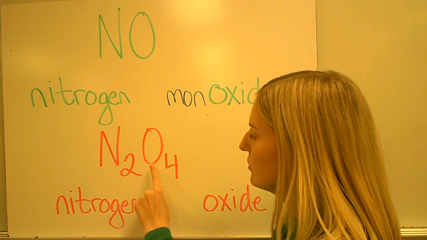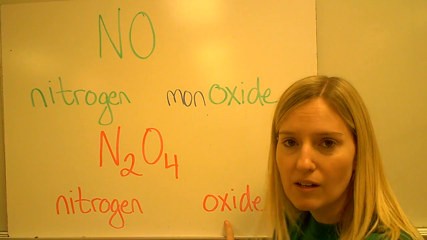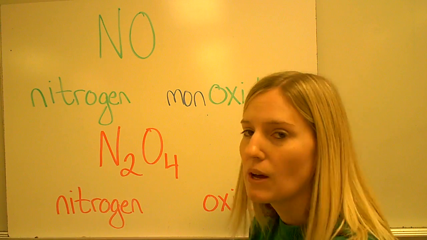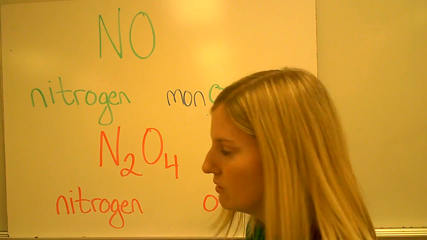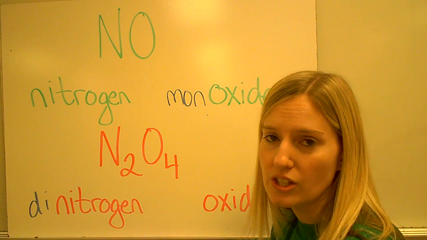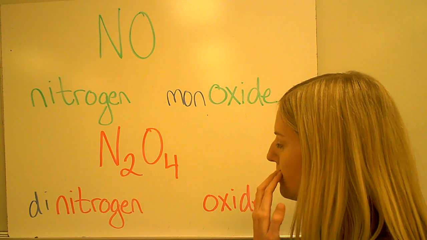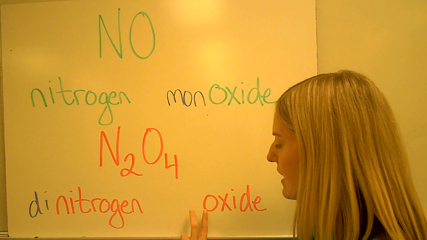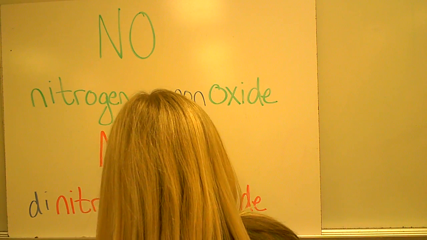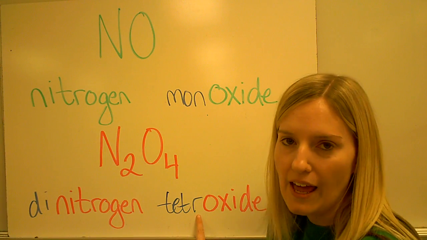Below I have N2O4. It starts the same. Nitrogen and oxygen becomes oxide. Then I use my prefixes. There are two nitrogens, so I put di, which is 2, in front of nitrogen. And there are 4 oxygens, so I use my prefix for 4, which is tetra. But again, if I put tetra, then I have the A and the O together. I don't want to do that, so I'm going to make it tetroxide. I drop that A.